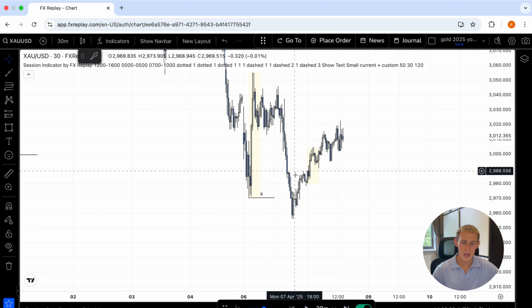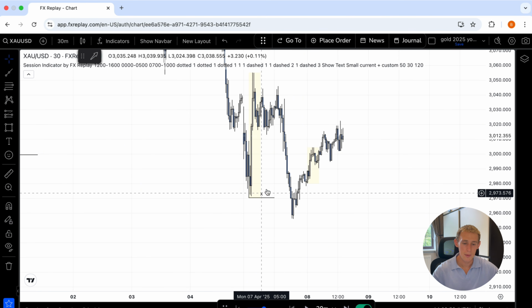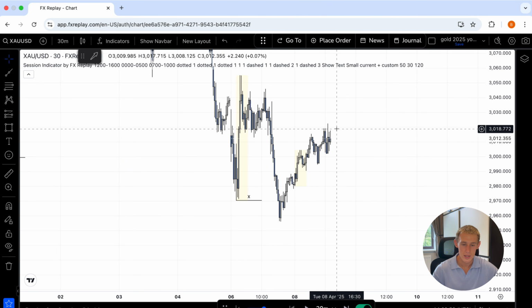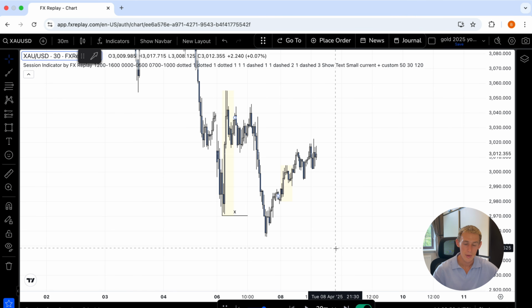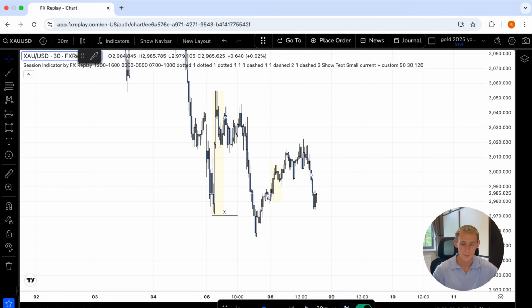Yeah, nice. So TP hit on that one. Again, like I said, paying attention to the liquidity levels allows us to capitalize on these moves because you know that there's a high likelihood that once this is swept, price bounces in the opposite direction.